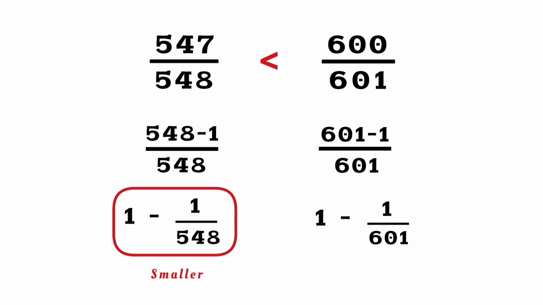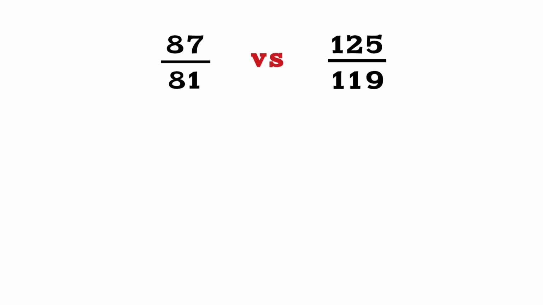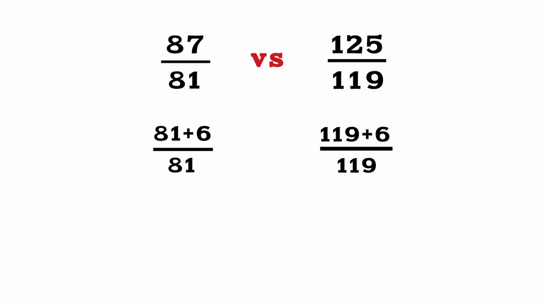On the same lines, try this comparison. Here the numerator is larger than the denominator by the same amount. 87 is 81 plus 6. 125 is 119 plus 6. One side is 1 plus 6 by 81 and the other 1 plus 6 by 119.